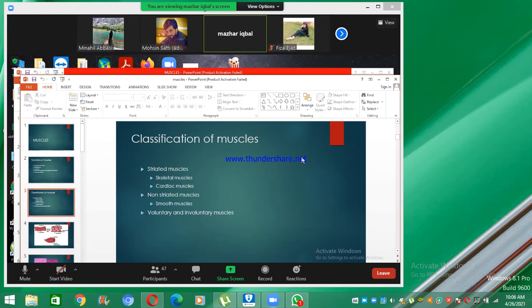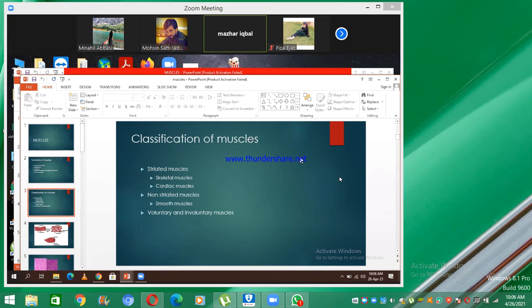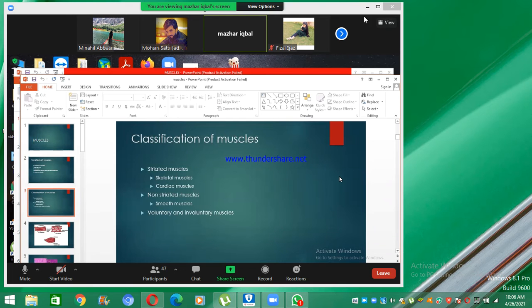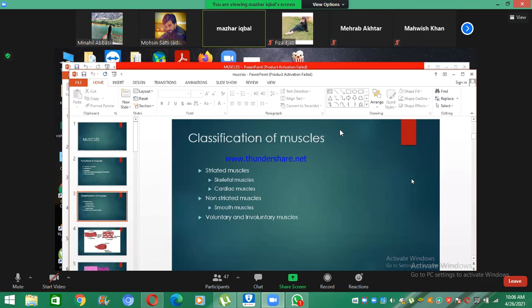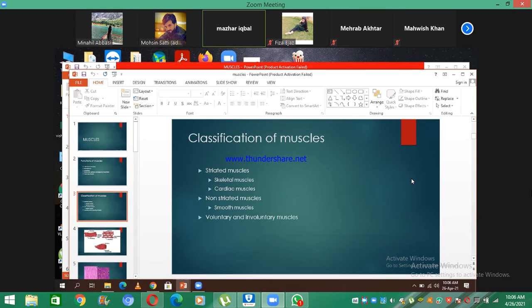Muscles are classified as striated and non-striated, voluntary and involuntary. The striated muscles have a special structure of striation in the muscle fiber. The muscle cell is known as the muscle fiber, and some muscles have striations in the cell or the fiber. They are known as the striated muscle. So it has a special function. The striations give a special structure to the skeletal muscles, so they are known as the striated muscle.